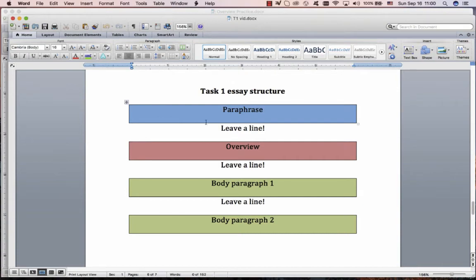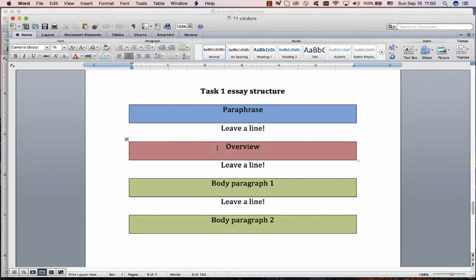Okay, let's look at the overview paragraph now. I want to just say two things. First of all, I cannot tell you how important the overview is. You really, really must get the overview right, because I know that a lot of examiners put a lot of importance in the overview. If the overview is missing, that's a big problem.